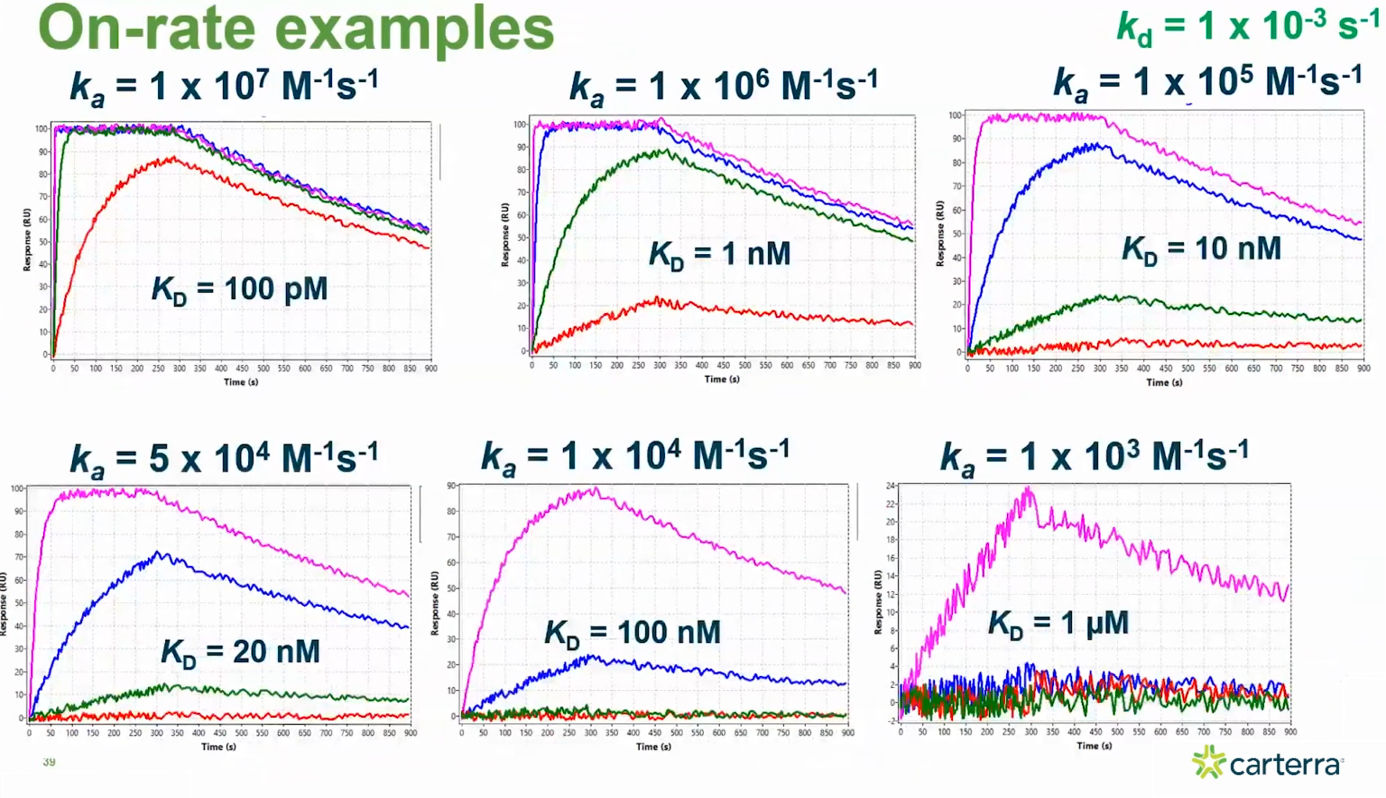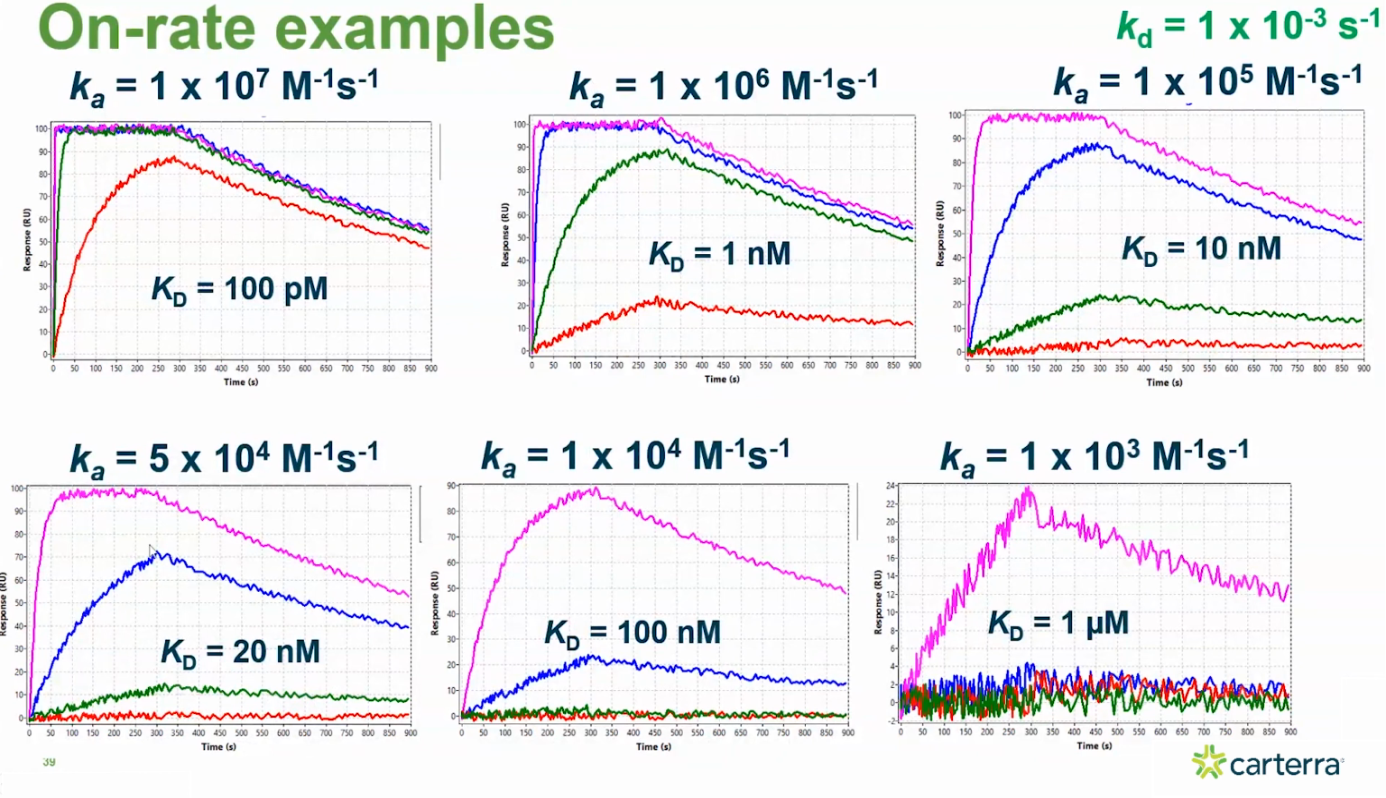The similar slide for the on rates. So we're using a fixed off rate of 10⁻³ and varying the on rate as we step down. You can see the dose response of the different concentrations really changes as the on rate slows.